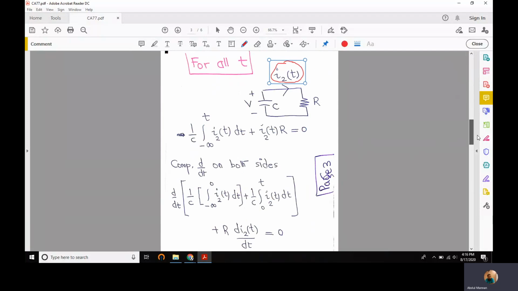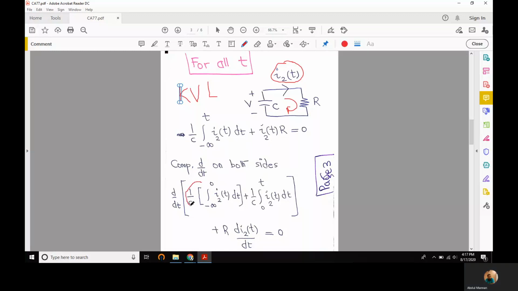So now we are ready to apply. What would we apply? We'll apply KVL, assuming a current I2 of t flowing through the series circuit. We apply KVL, Kirchhoff's voltage law: the expression to find the voltage drop across the capacitor plus the voltage drop across the resistor. And this expression is from minus infinity to t. So it can be broken down into minus infinity to 0 and then from 0 to t.